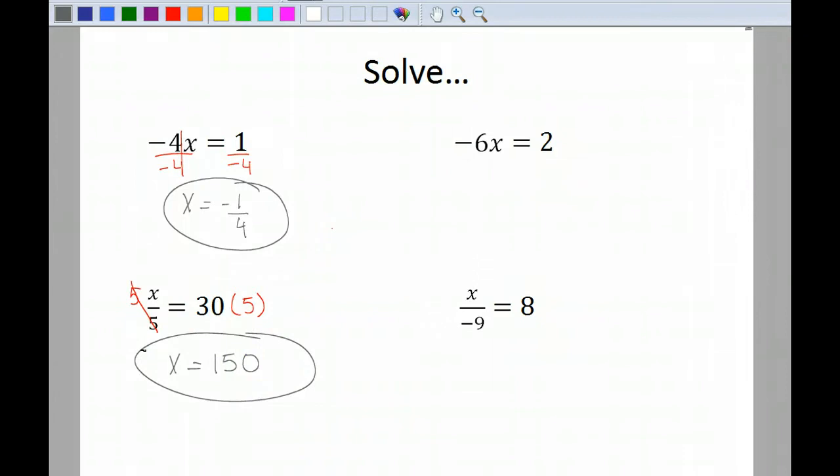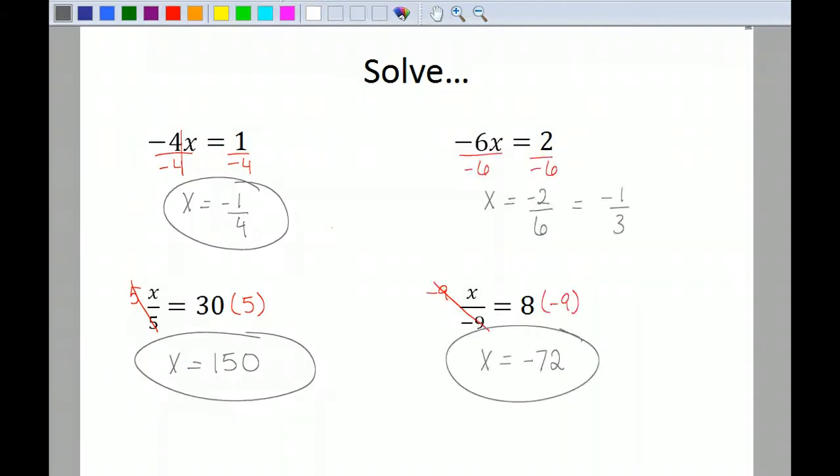And there I go. So I have 2 more problems for you. I want you to go ahead and hit pause once again and resume to check your answers. Okay, so when you finish this one, you should have gotten x is equal to negative 2/6. And when you get a fraction that can simplify, I expect you to simplify it down to x equals negative 1/3. The next one, when you multiply both sides by negative 9, you'll have x is equal to negative 72.